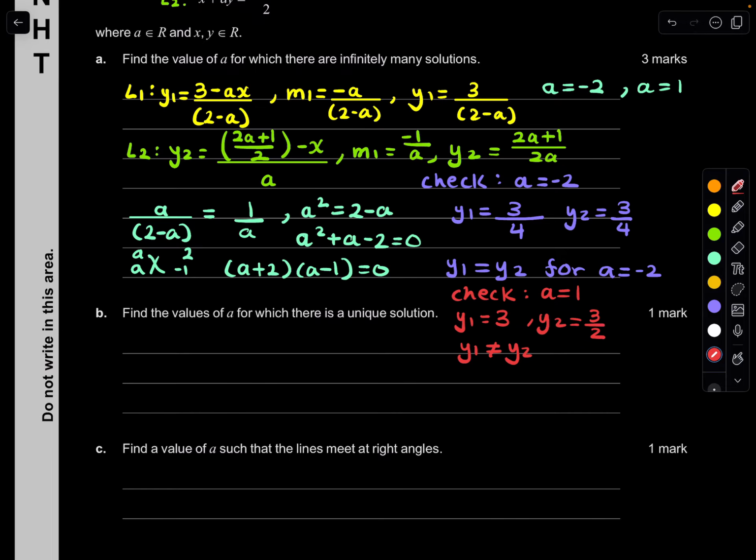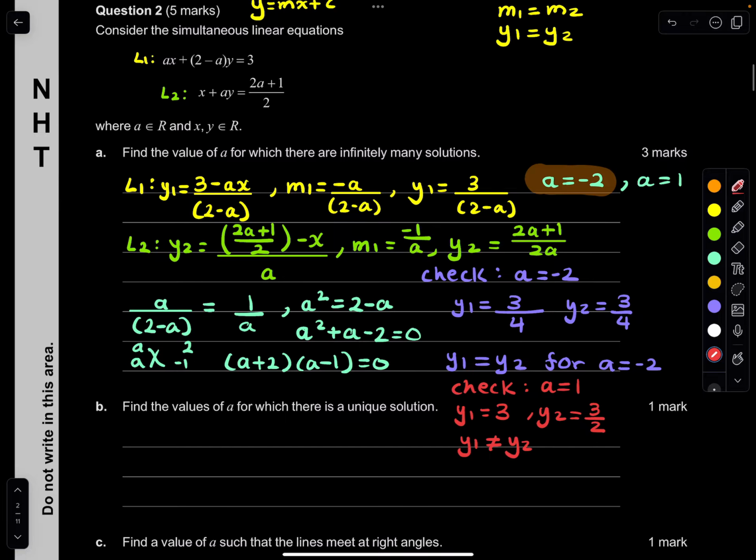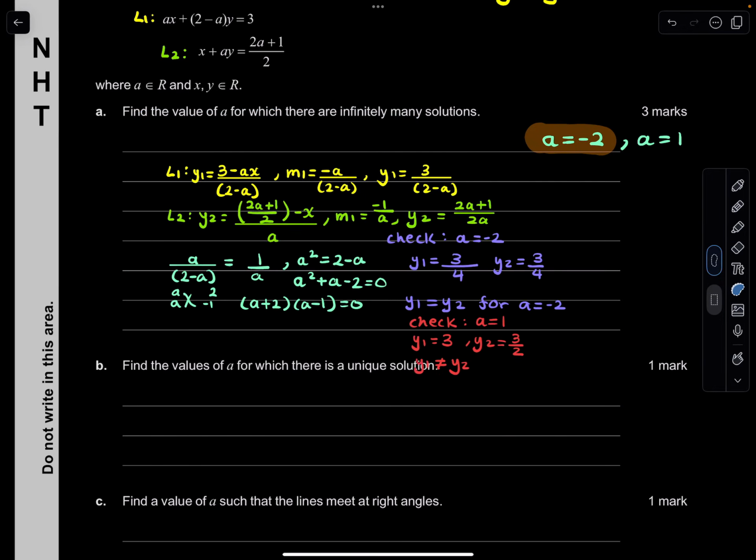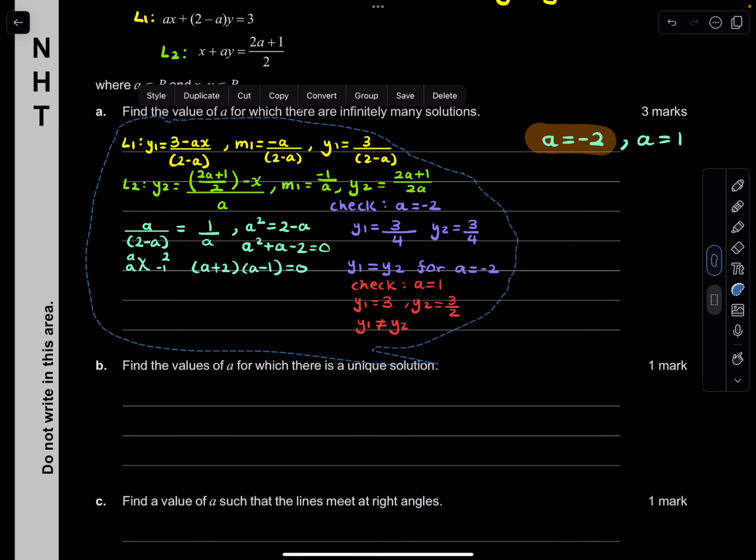So let's write a nice general answer because this looks like a mess right now. But basically, this is your answer right over here. Reject a equals 1 because it doesn't meet that last condition. I hope that makes sense. I want to make it smaller and write my answer. So take all this, put it right over here.